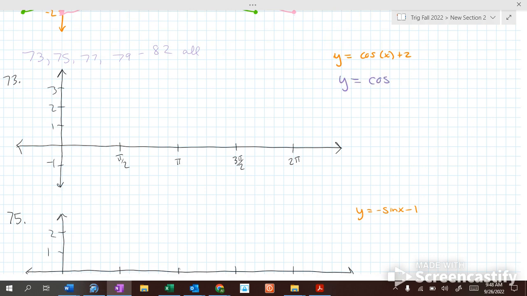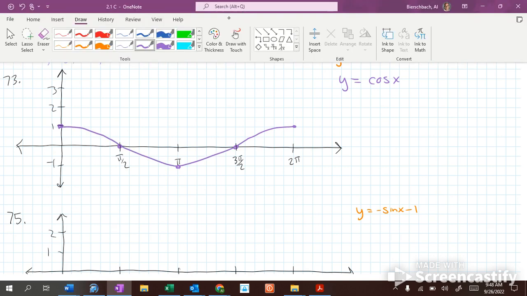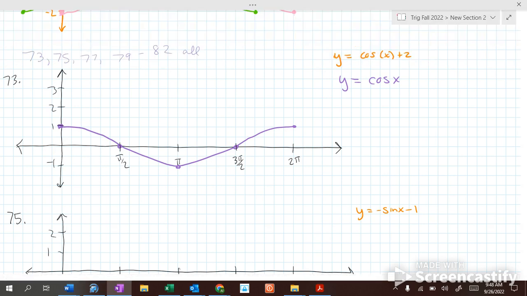Y equals cosine of x. So you started at 1, went to 0, went to -1, went to 0, went to 1, right, Bailey? And then if you go plus 2, where does that move that purple graph, Savannah? Up 2. So it goes to 3, to 2, to 1, to 2, to 3. Lovely.